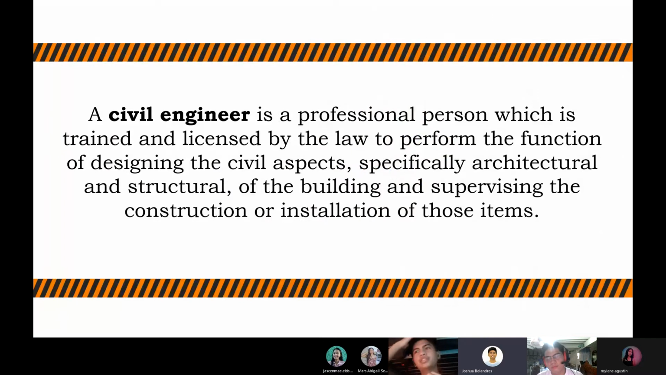Okay, so according here, a civil engineer is a professional which is trained and licensed by the law to perform the function of designing the civil aspects, specifically architectural and structural of the building, and supervising the construction or installation of those items. Okay, so according to this definition, civil engineering is a profession that deals with the designing and constructing of infrastructures. But we also have to keep in mind that civil engineering is not just about construction and designing. It also tackles or deals with maintenance of these infrastructures.